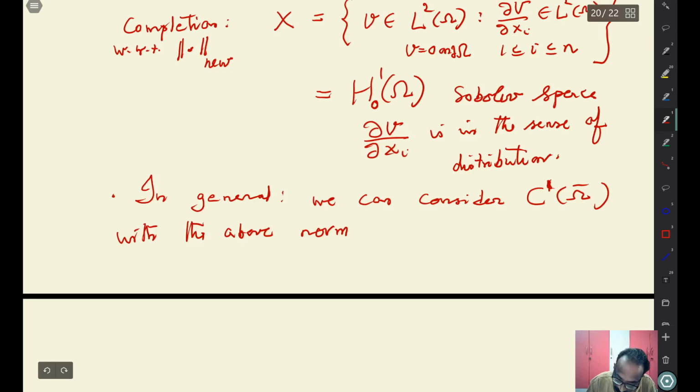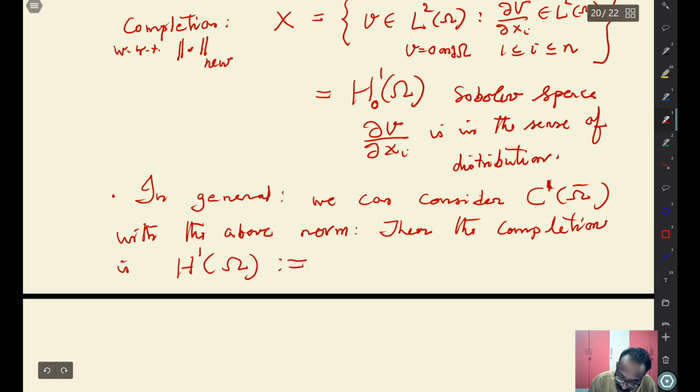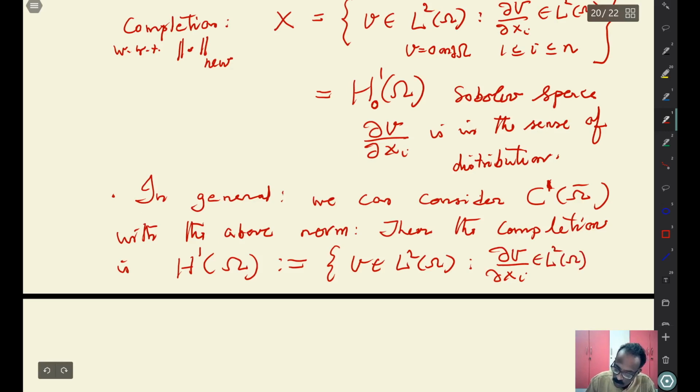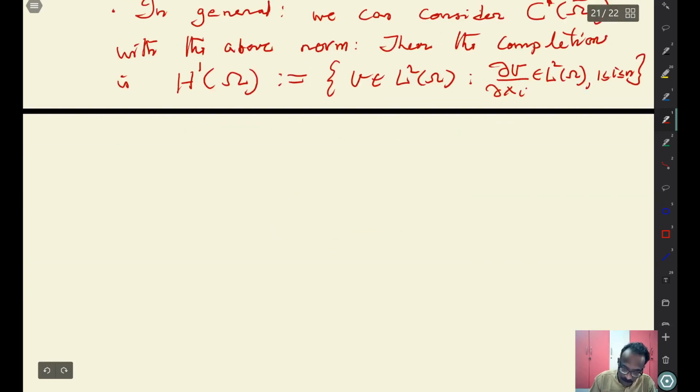Then the completion, which will become a Hilbert space, is H1 of omega, defined to be the set of all v in L2 of omega such that dv by dxi is in L2 of omega, without boundary condition. So you don't pick up any boundary condition.